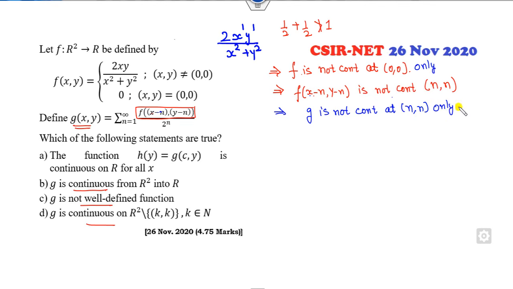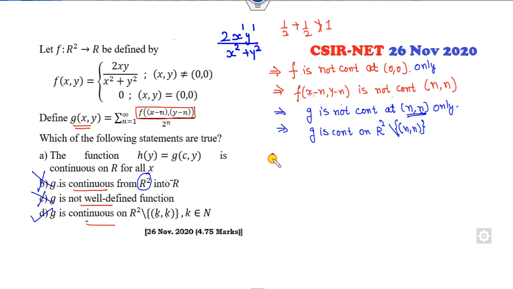Fine. So what does it mean for g? It means g is continuous on R² minus (n,n), or (k,k). So g is not well defined. Again, this option is cancelled. G is continuous from R² to R. It's again cancelled because it is not continuous at those points. Now check whether h of y, which is g of c,y.